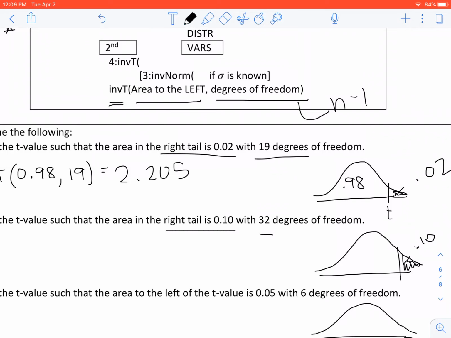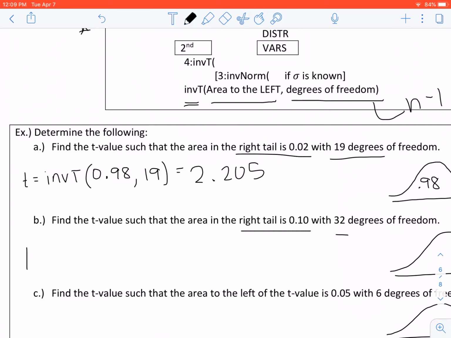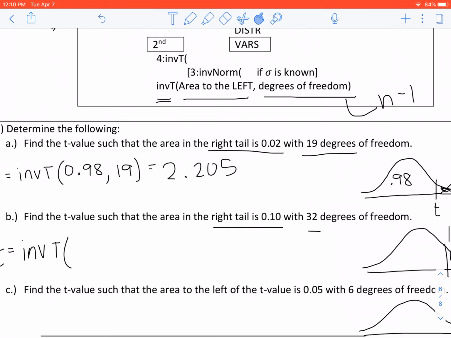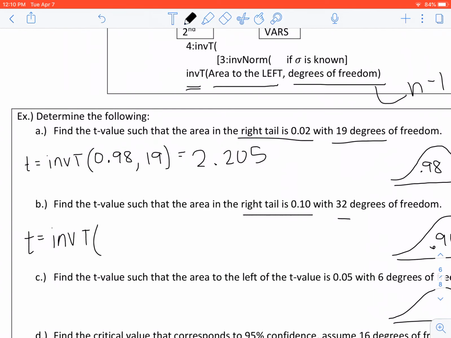And so in order for us to find our t value, we have inverse t, the area in the left. So if the total area is 1, and that's 0.10, then to the left would be 0.90. And so we're going to have 0.90, comma, degrees of freedom, which is 32. And again, second, vars. Let's go ahead and round to 3 decimal places, and we get 1.309.